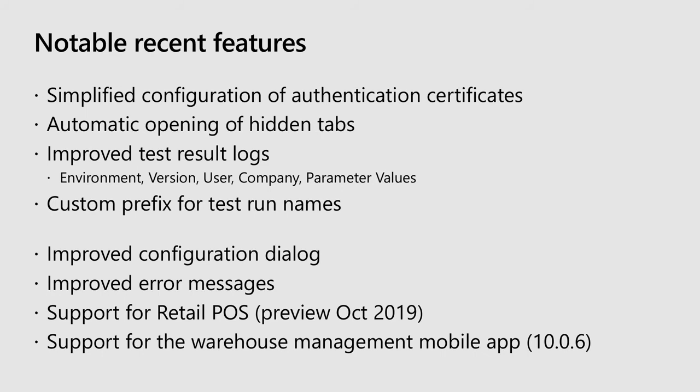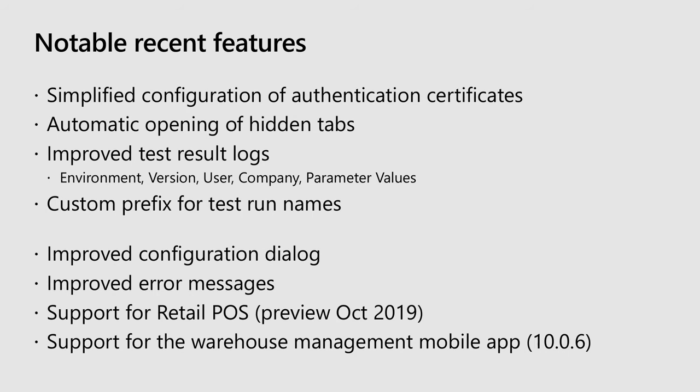There was a reliability issue where sometimes tabs, like fast tabs, would be closed and the recording would fail because it couldn't access the control. So they automatically open up all those things now, just to avoid those silly failures because of different state. There was more information put in the test log: the environment name, the version of the RSAT tool, the user, the company, and any parameter values that came from the chaining. The actual values are also logged now, which helps for debugging. There's a custom prefix for the test runs, which show up in DevOps.